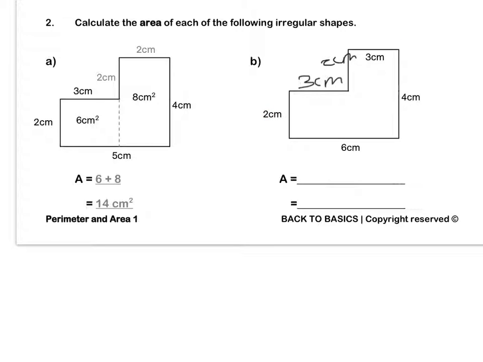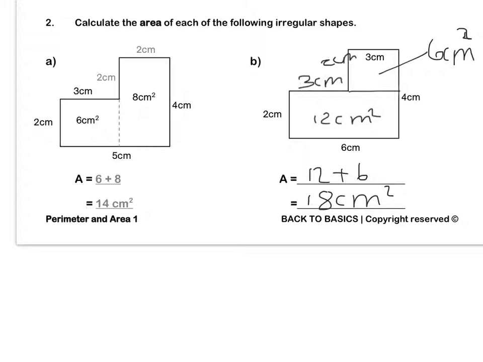Then let's divide the shape that way. So for this rectangle at the bottom, the area is 6 by 2, which gives us 12 centimeters squared. And for this one at the top here, let's be careful. Its length is 3 centimeters and its breadth there is 2 centimeters, so its area is 6 centimeters squared. So in total we have 12 plus 6, which gives us 18 centimeters squared for the irregular shape. Press pause to complete questions C and D on the next page.